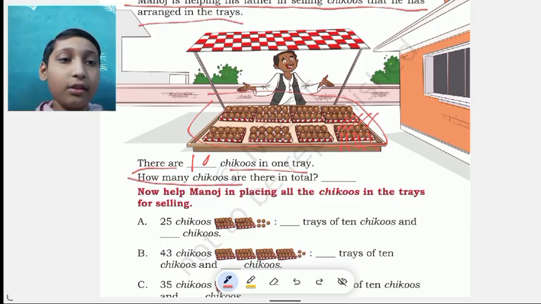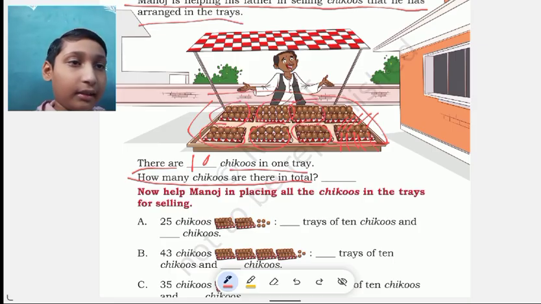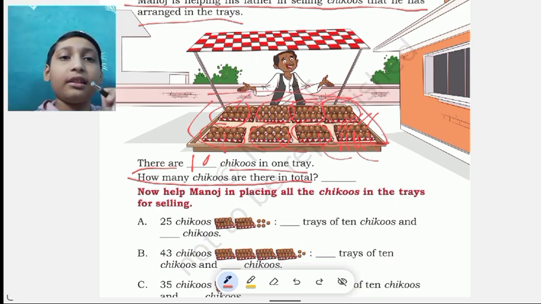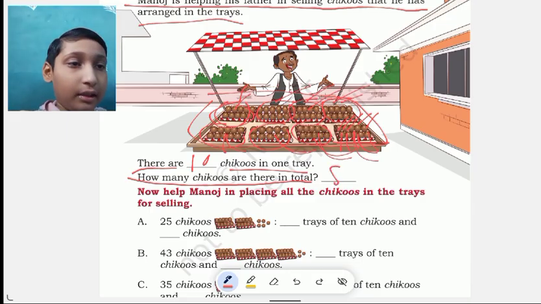Now, how many chikus are there in total? So, if we know there is 10 in this, 10, 10, 10, 10, 10, 10. So 1, 2, 3, 4, 5, 6, 7, 8, meaning there are 8 trays. But it's asking how many chikus there are in total, and I'm not going to count it. There are 8 trays with 10 in each. So this is 10, 20, 30, 40, 50, 60, 70, 80 chikus. So there are 80.